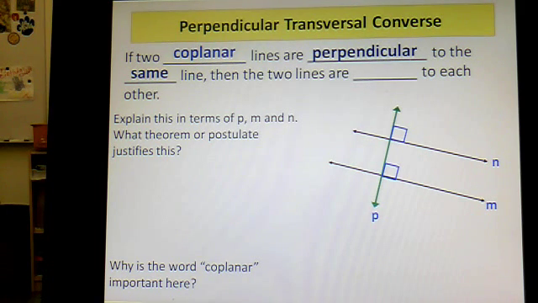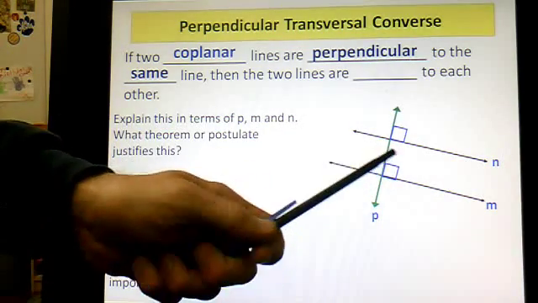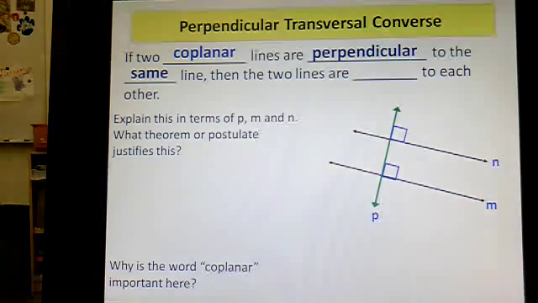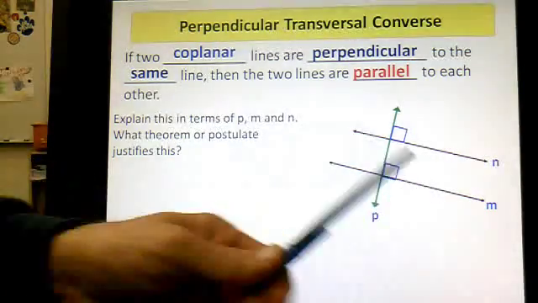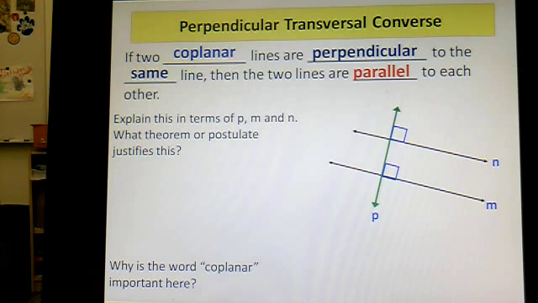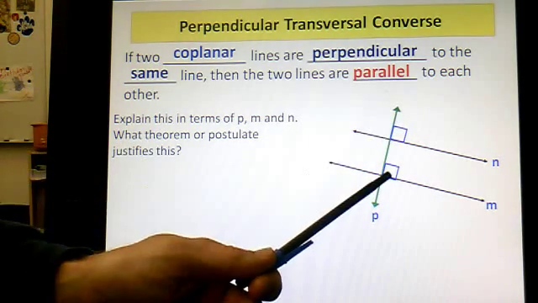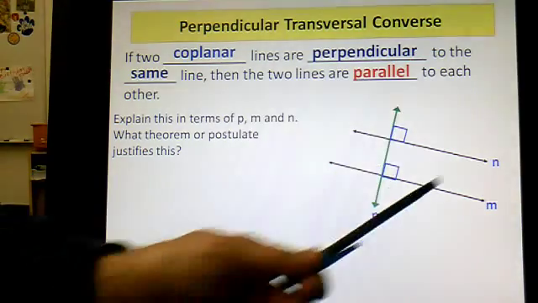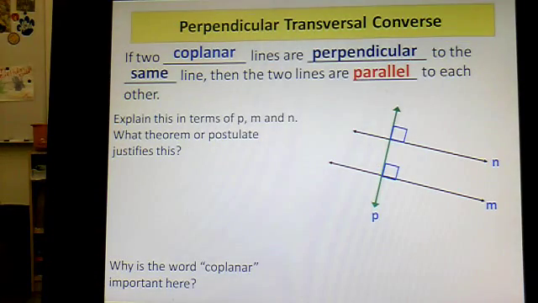Then the two lines are blank to each other. Well, if these are both right angles, it's very obvious how M and N relate to each other. They should be parallel. So this is a situation where there's no arrows given on here. It's kind of like how sections 3.2 and 3.3 were sort of a logical switch of one another. This is the same idea. Now you're given angles. These are both 90, and of course it locks this in place and it locks these lines parallel to one another.